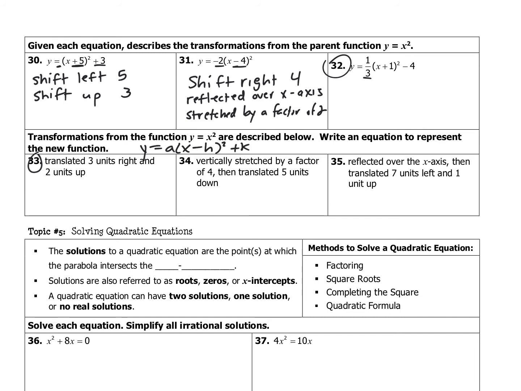So number 34 says it's a vertical stretch by a factor of 4. So y equals 4x squared, then translated 5 units down, minus 5. Okay, I didn't need parentheses because there was no shift left or right. All right, and then number 35, reflected over the x-axis, so I know a is negative. Then translated 7 units left, so that's (x plus 7) squared, and 1 unit up, plus 1.